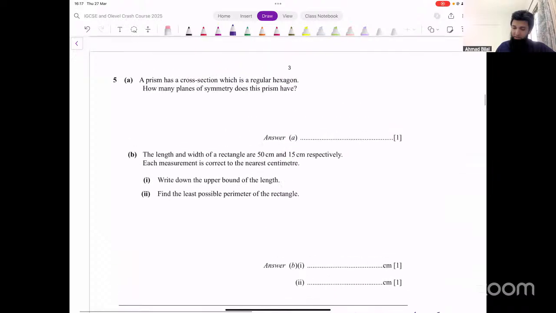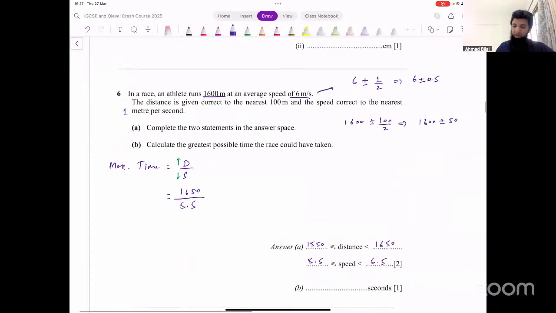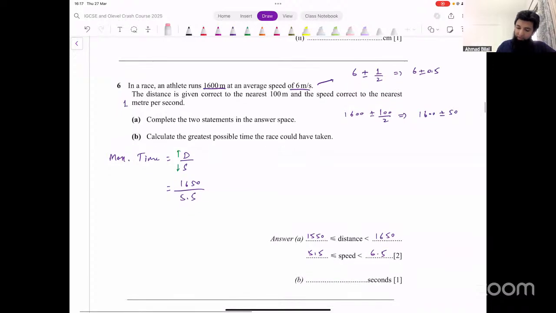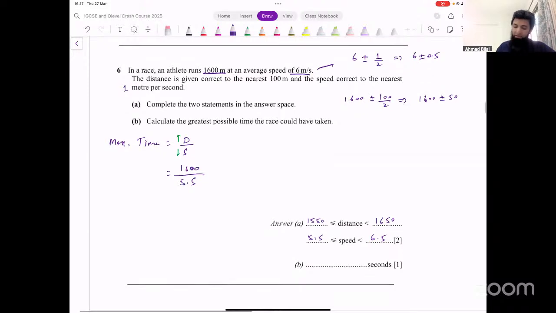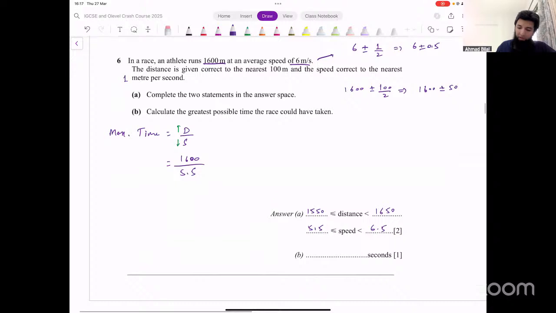This is from a non-calculator paper, so we'll have to do this manually. 1650 over 5.5. Let's have a look at the units. It's seconds, meters, and meter per second. Okay, so the unit is fine. We have to calculate this now in seconds. Okay, so what do we do about this?